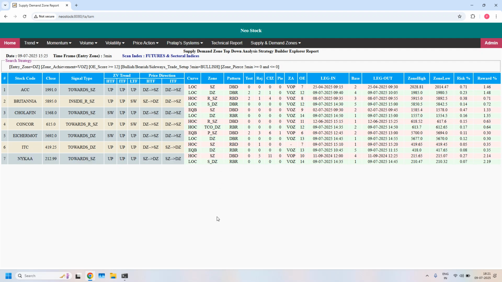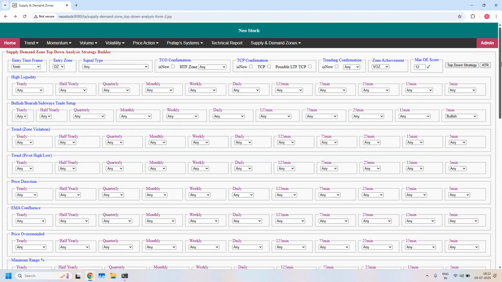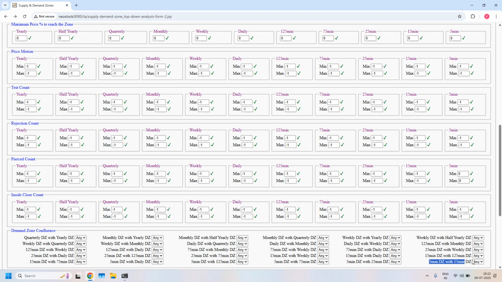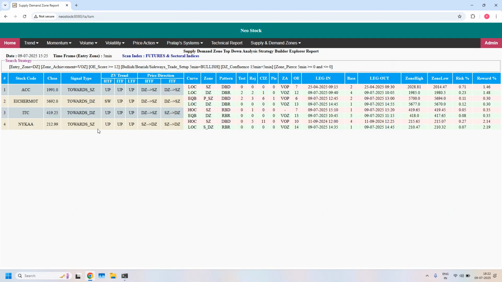Now let's verify out of these 7 how many are having more high probability to get success. That we will filter based on different zone confluence and EMA confluence strategies. First filter is 5 minutes and 15 minutes demand zone confluence. By enabling the filter, out of 7, 4 are filtered. In these 4 stocks, these 5 minutes demand zones are overlapped with 15 minutes demand zone. And 15 minutes trend is uptrend.